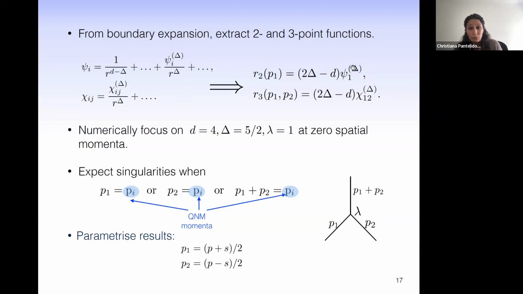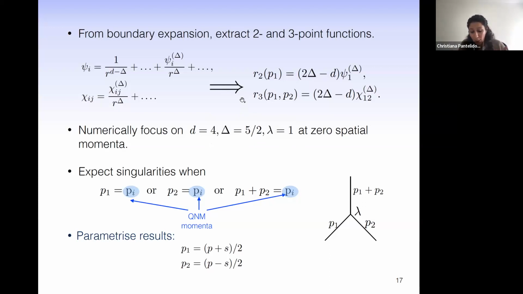Now, in order to do the calculation, we had to fix the number of dimensions. We considered a 5-dimensional bulk. We considered a scaling dimension that is 5/2, and we set the strength of the interaction term lambda to be equal to 1. And for simplicity, we did this computation at zero spatial momenta. Okay. So this is the computation.